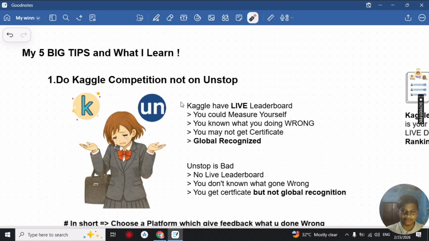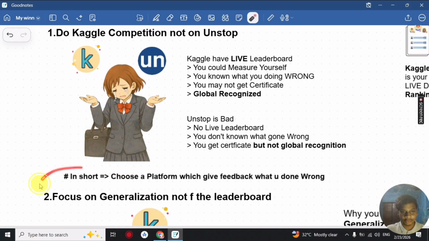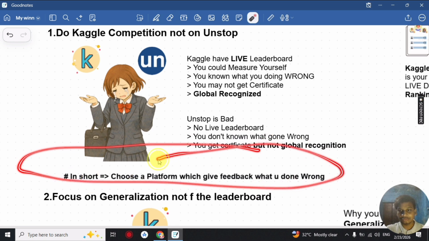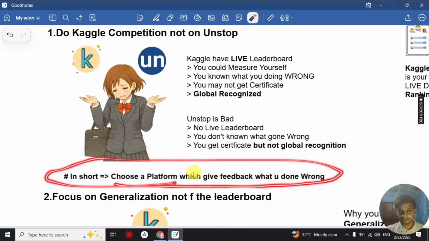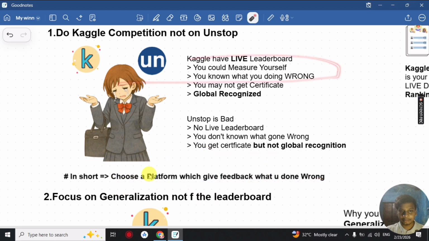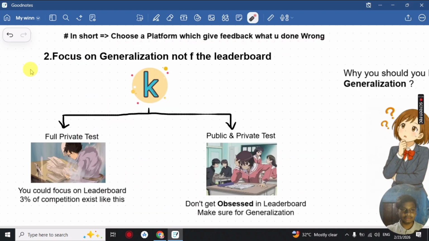So in short, I would like to tell you to choose a platform which gives feedback on what you have done wrong. In Kaggle, due to the live leaderboard etc., you are basically getting feedback on what you are doing wrong and what your error is. So I would finally say that choosing Kaggle over Unstop is a win-win situation.